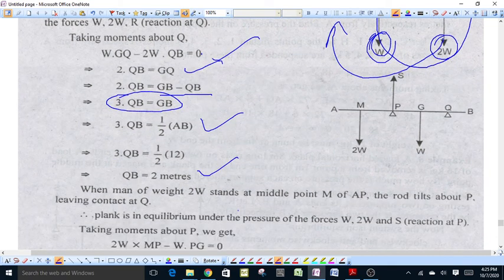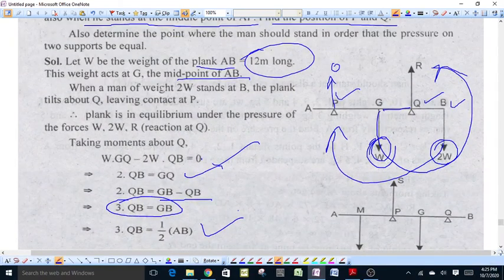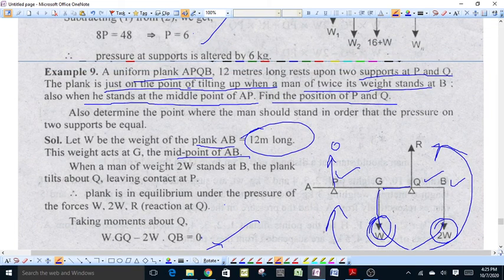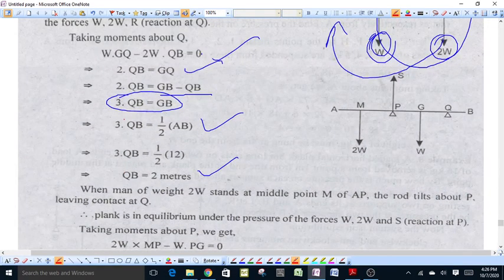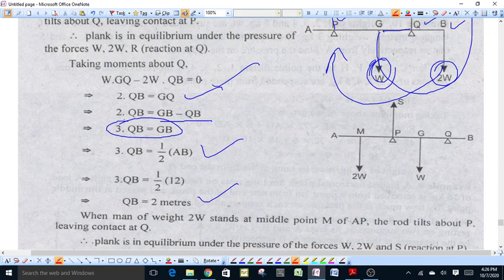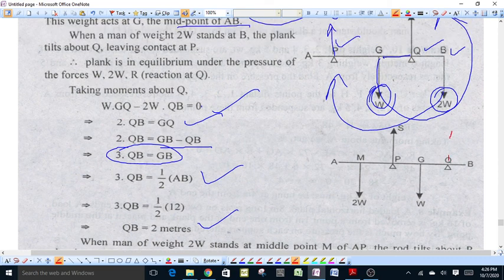When a man of weight 2W stands at the middle point M of AP, we have to find the position of P and Q. When the weight 2W stands at middle point M of AP, the rod tilts about point P, leaving contact at Q. This means the normal reaction at point Q becomes equal to 0.